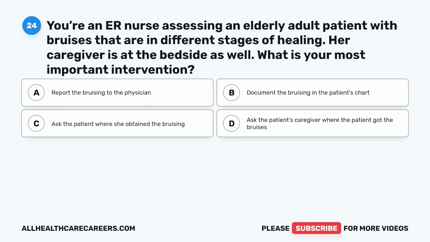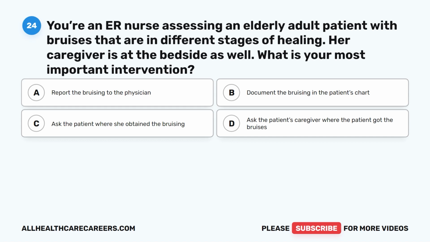Question 24. You're an ER nurse assessing an elderly adult patient with bruises that are in different stages of healing. Her caregiver is at the bedside as well. What is your most important intervention? A. Report the bruising to the physician. B.